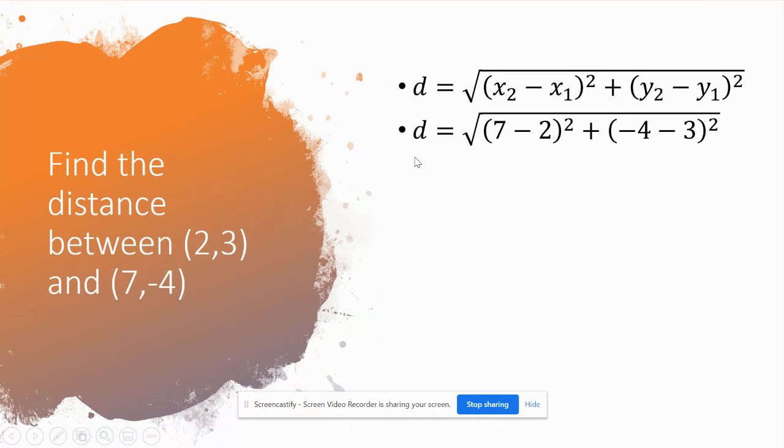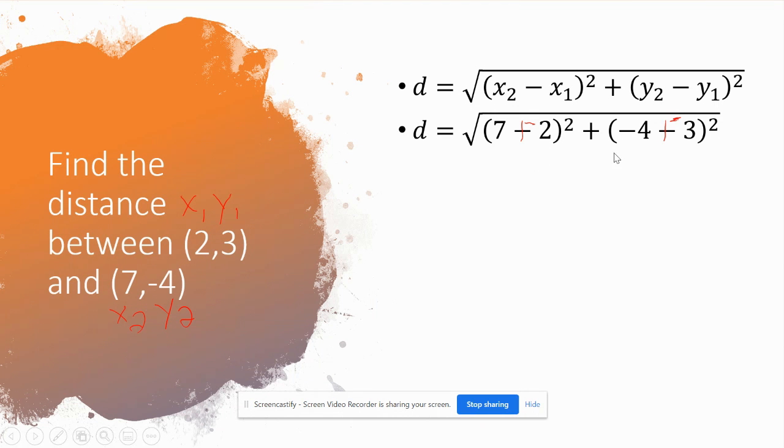Okay, so if you look at these points, notice we knew which one to put where. We're going to make sure, so like this one would be our first point, because 2 is less than 7, and then this would be our second point. Okay, we're going to do keep, change, change, keep, change, change. Everybody, this will help us with our negatives.